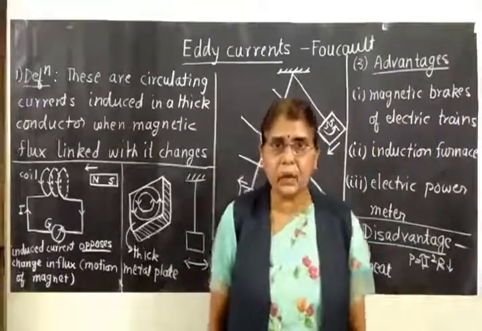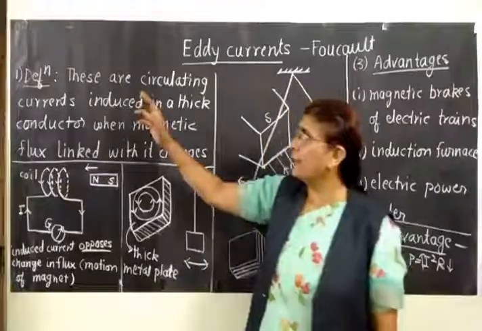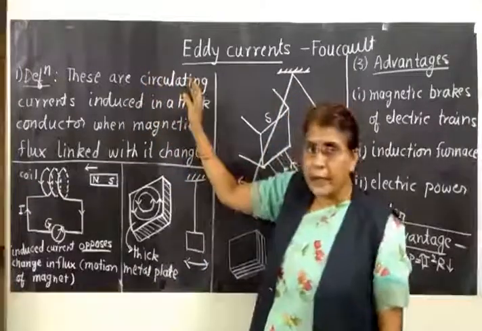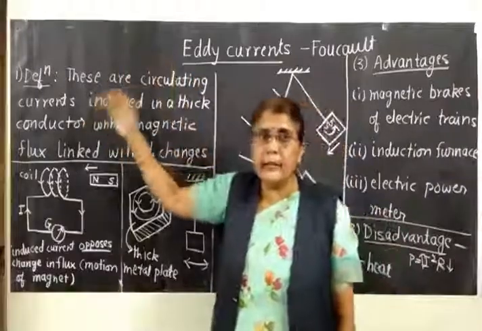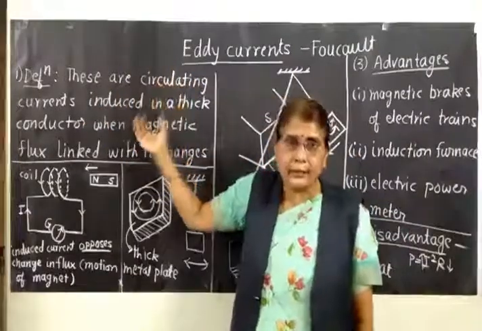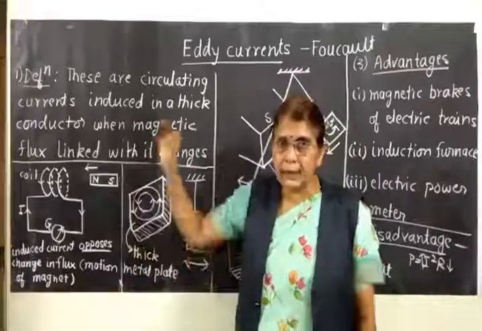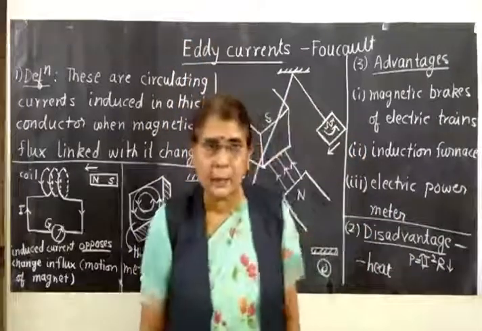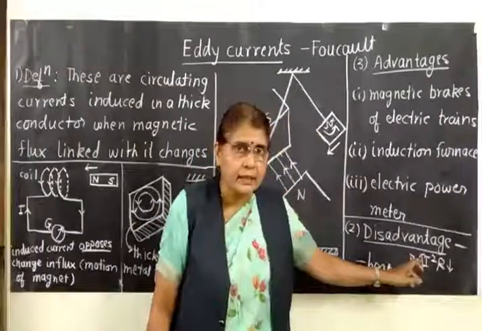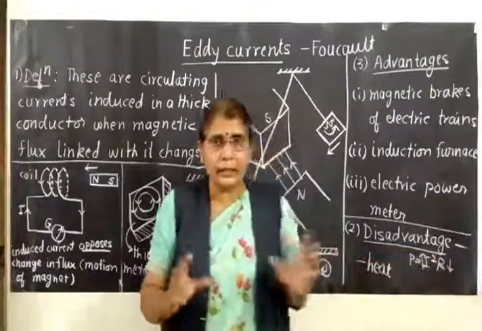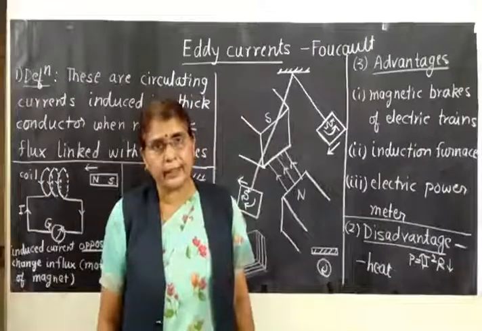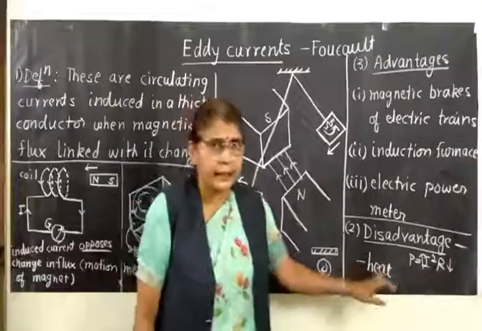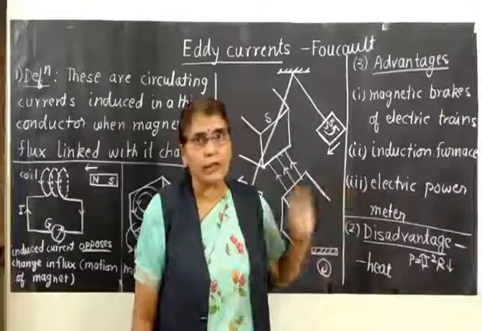So let us summarize what we have done today. Let us first define what eddy currents are. These are circulating currents induced in a very thick conductor when the flux linked with it changes. These circulating currents are called eddy currents. What is the disadvantage? The induced current is very large because resistance is small. Therefore, a large amount of electrical energy is wasted in the form of heat. So it generates heat. That is the disadvantage of eddy current.